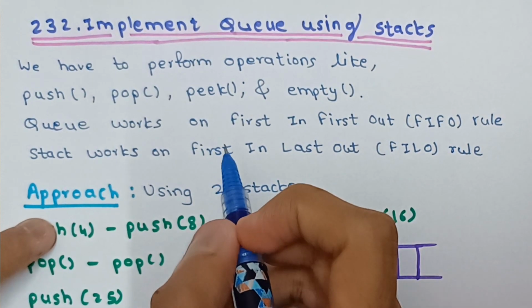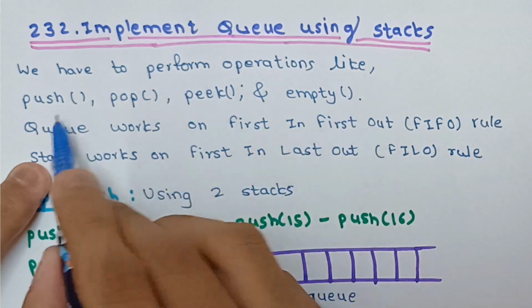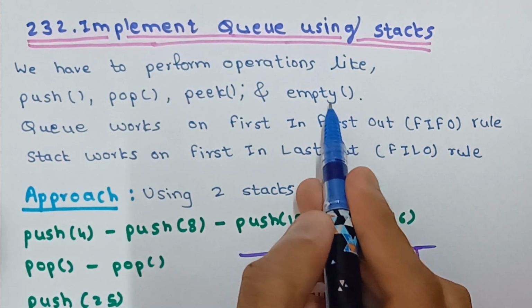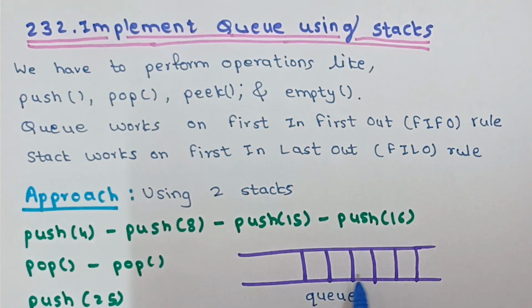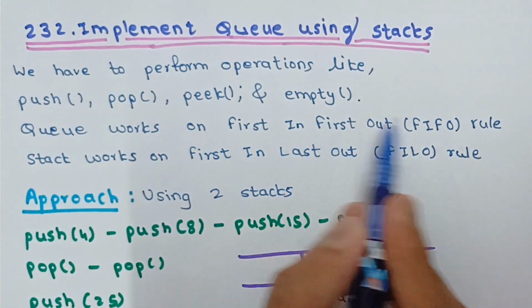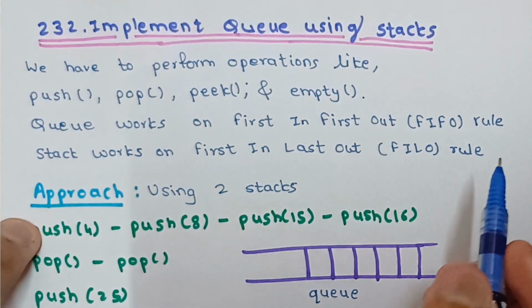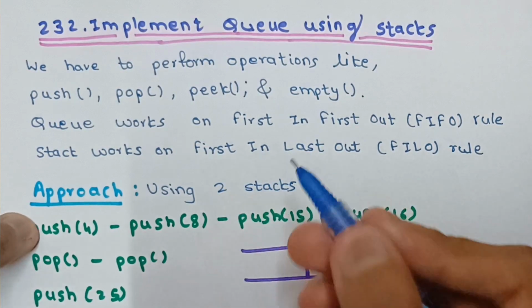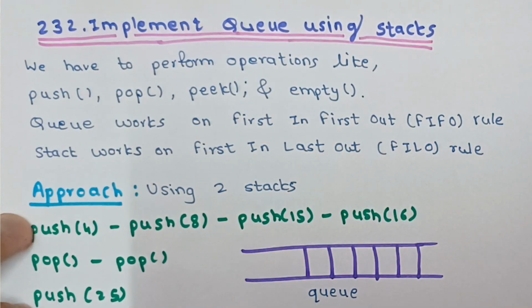Let's understand the problem statement and the approach. We have to perform operations like push, pop, peek and empty on the queue. We have to implement a queue using stacks. A queue works on the first in first out rule and a stack works on the last in first out rule. So by using the stack's last in first out rule, we have to implement first in first out. So here is an approach.